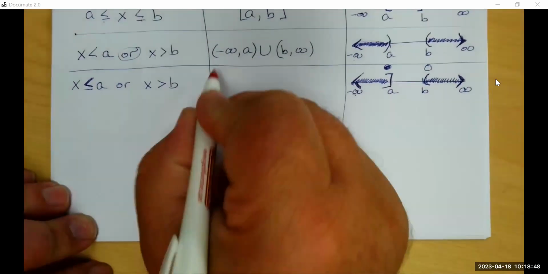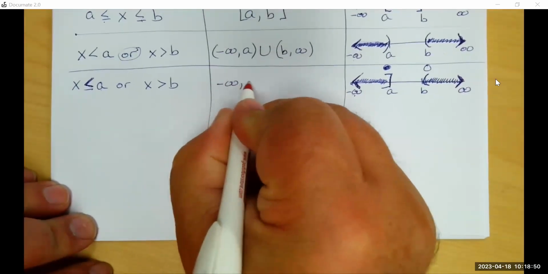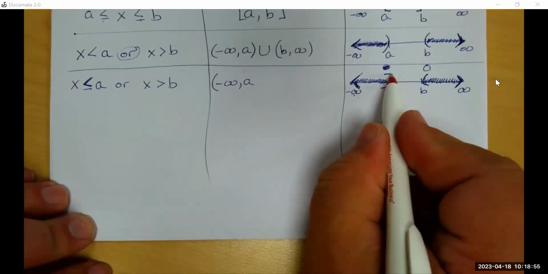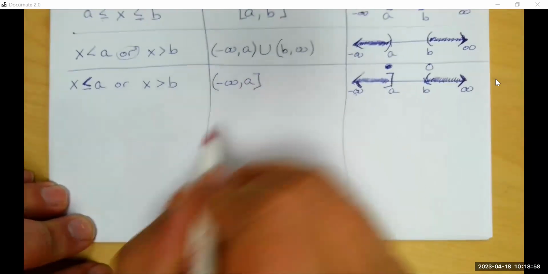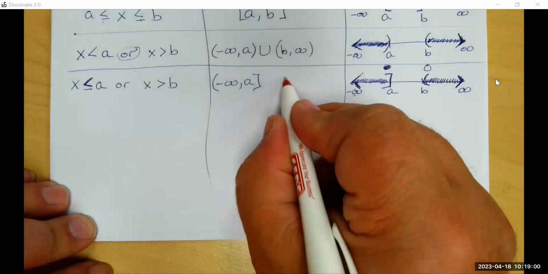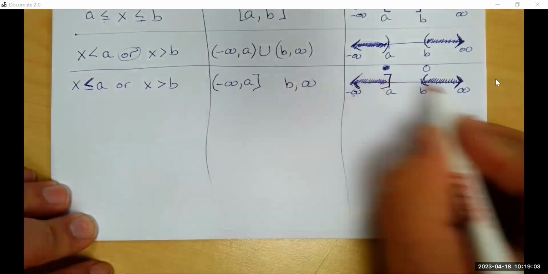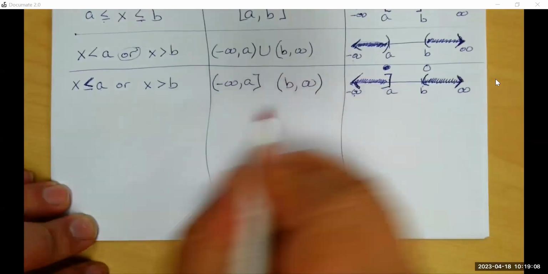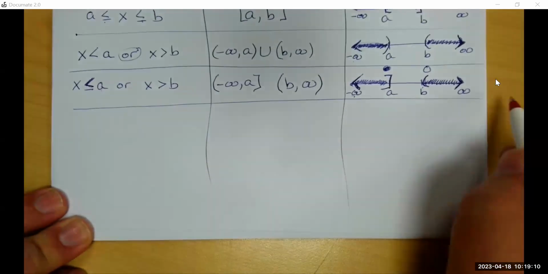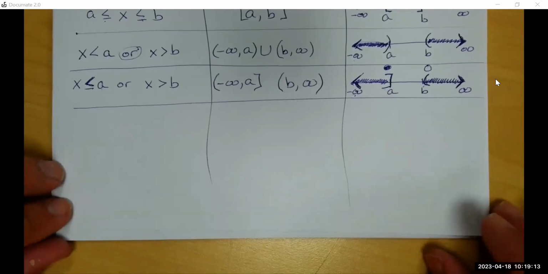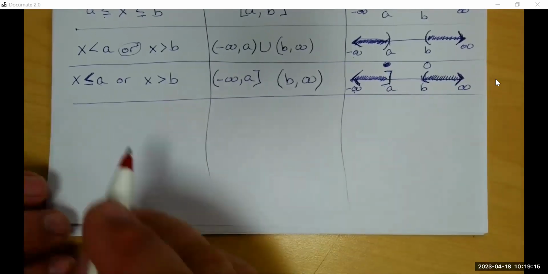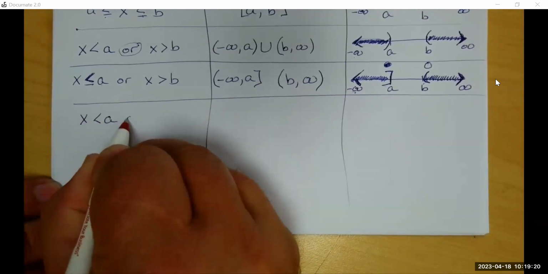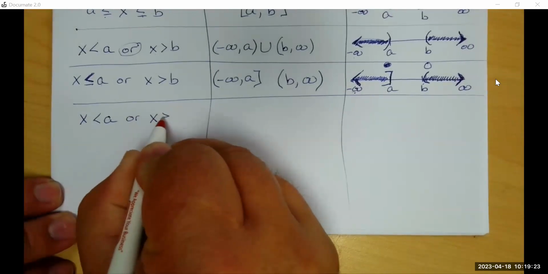So look at the first one. We have negative infinity to A. Infinities are always parentheses. Since A is included, we've put a bracket. The second one is from B to infinity. B is not included, so it's parenthesis in that one. X is less than A, or X is greater than or equal to B.